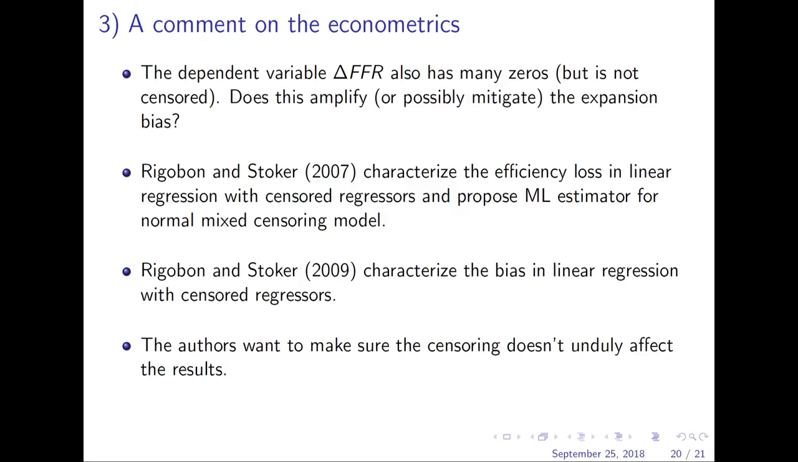Rigobon and Stoker also characterized the efficiency loss in linear regression with censored regressors and proposed a maximum likelihood estimator for a normal mixed censoring model. So that's maybe something the authors could consider as a robustness check. They also characterized the bias in linear regression with censored regressors in their follow-up paper. And it seems to be, just taking a quick look at that paper, that the bias can be particularly large or grows with the number of zeros you have in your right-hand side variable. And here, again, it's more than 50%. So potentially, there is a risk of a bias here. So the authors may want to make sure that the censoring doesn't unduly affect their results.